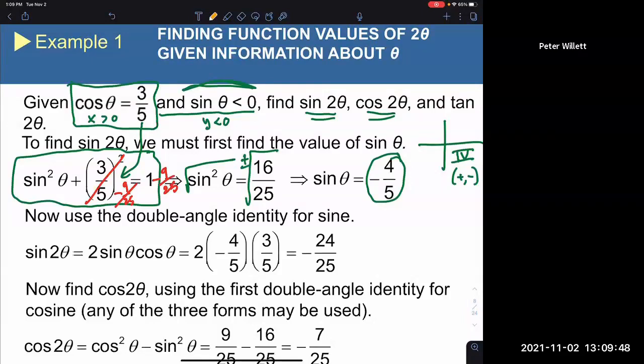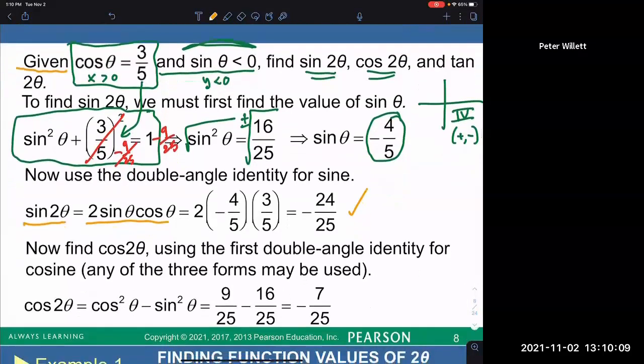So for sine of 2 theta, the formula is that it's 2 sine theta cosine theta, which we now know both of those. So they plug in the negative 4/5 for the sine and the 3/5, which was given right in the beginning, for the cosine, and they do the multiplication and they get their answer.